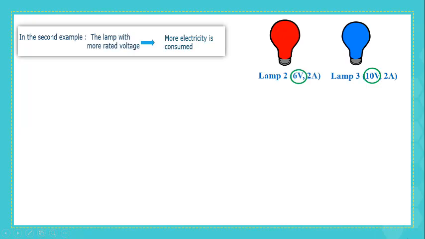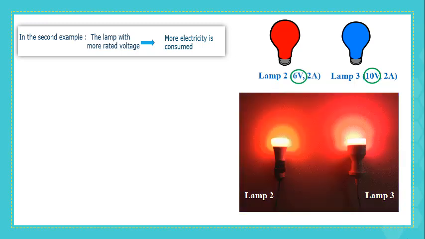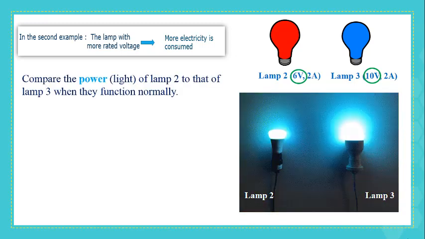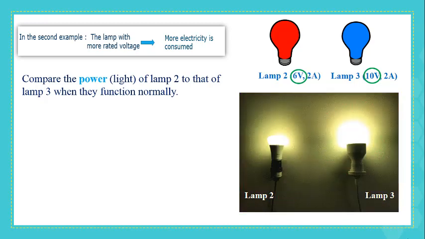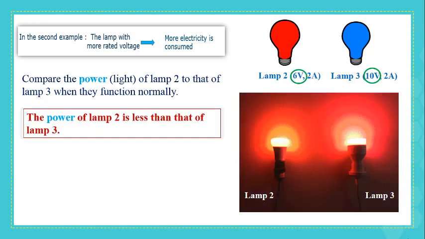Now, let's go back again to the second example mentioned before, where we concluded that the lamp carrying more rated voltage consumes more electricity. The two lamps 2 and 3 are turned on. They are functioning normally. Compare the power of lamp 2 to that of lamp 3. As you see, lamp 2 is glowing less than lamp 3. This means that the power of lamp 2 is less than that of lamp 3.